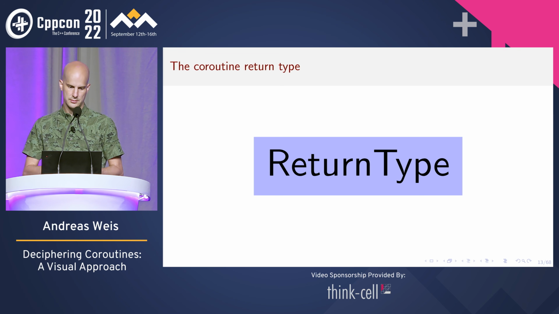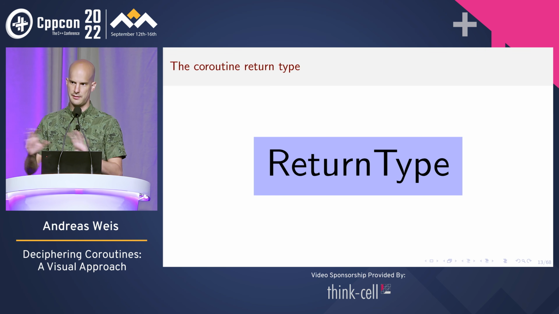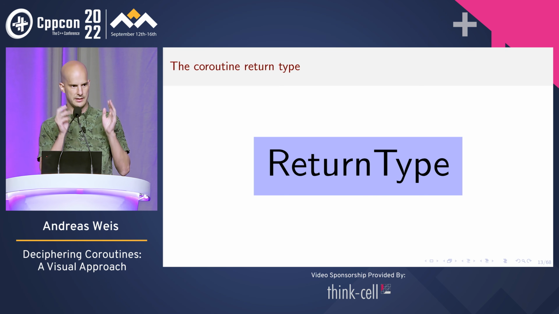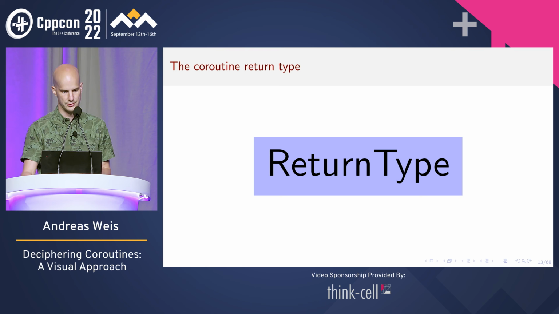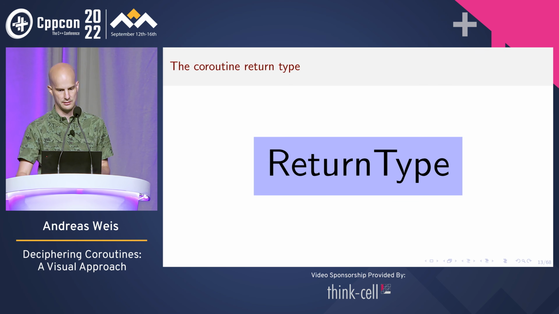So the only thing that the client needs to understand is this object, and there's no special rules here. It's just like any other C++ object, and the function signature, you can just read it like any other function signature. And the important thing here is that we design this return type, right? So if you're writing a coroutine, you can decide what goes into this interface.